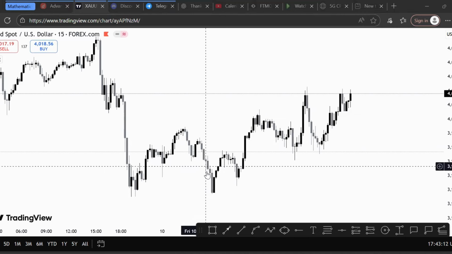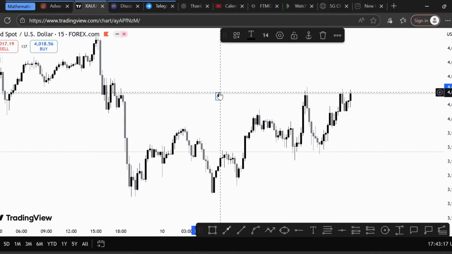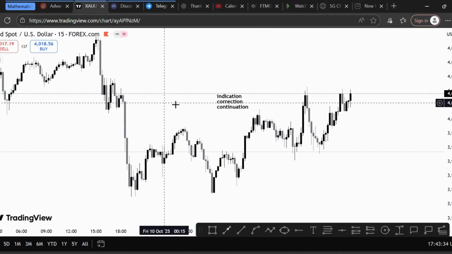And like I said, we still have the ICC happening on all of the time frames. You have the indication, you have the correction, and you have the continuation, right? So you're still gonna have this.